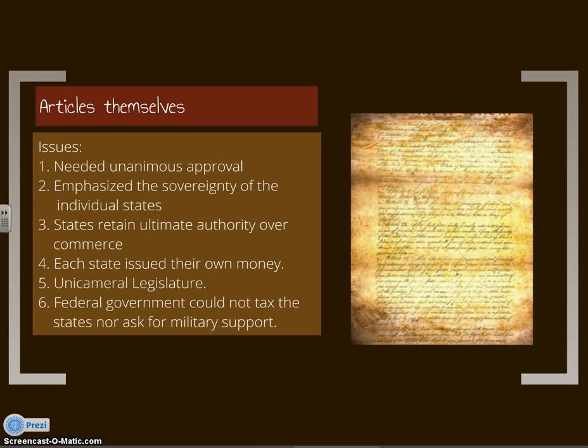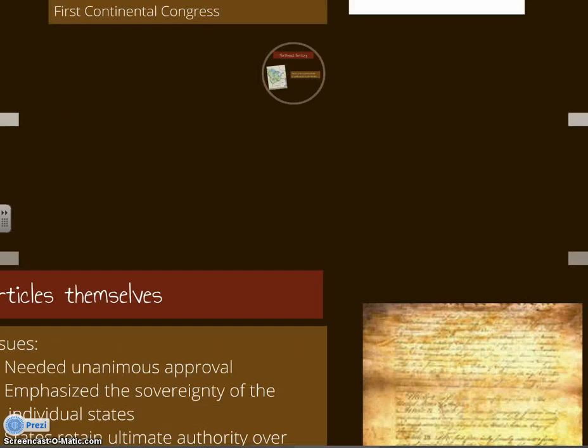The federal government could not tax the states nor ask for military support. This really hamstrung the federal government because in order for the federal government to function, it needs to collect taxes. That's how they pay their bills. They also could not ask for military support, which meant that if we were invaded, they had no way to defend us. Plus, the states felt like they had to defend themselves against aggression from other states if that was a potential conflict.